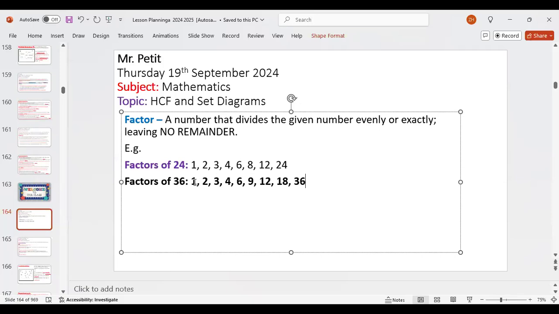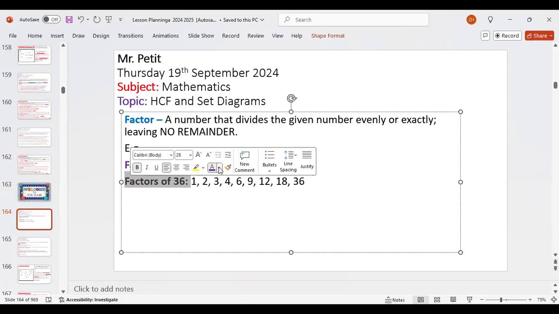Because 1 times 36 is 36. 2 times 18 is 36. 3 times 12 is 36. 4 times 9 is 36. And then 6 times what is 36? 6 times itself is 36, all right? And so that's how we get those answers.